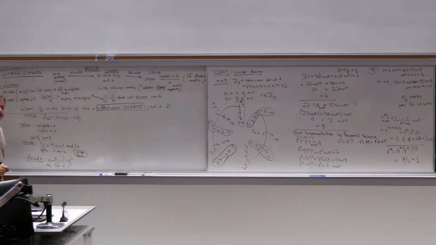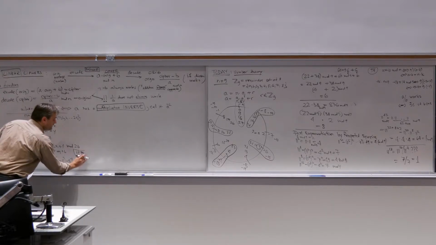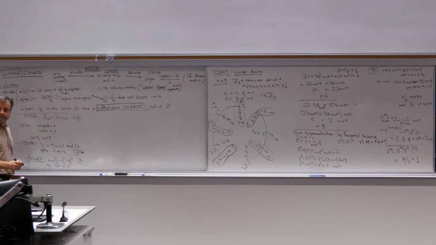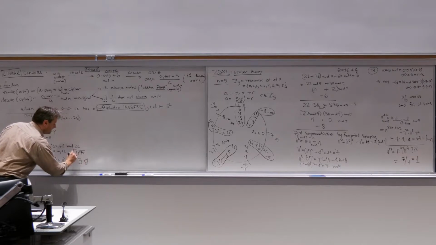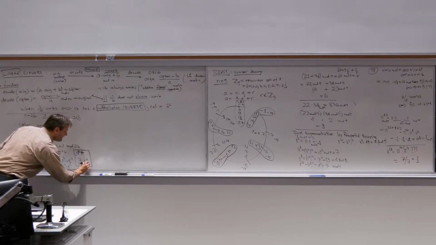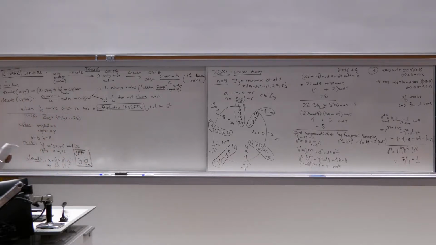If what? What do I need for these decode operations to work? I need 5 to have a multiplicative inverse. How do I say that mathematically? If there exists 5 to the minus 1, right? I need 5 to the minus 1 to exist, mod 26, of course. Everything is mod 26. Once you fix the n, 26, everything is mod 26.